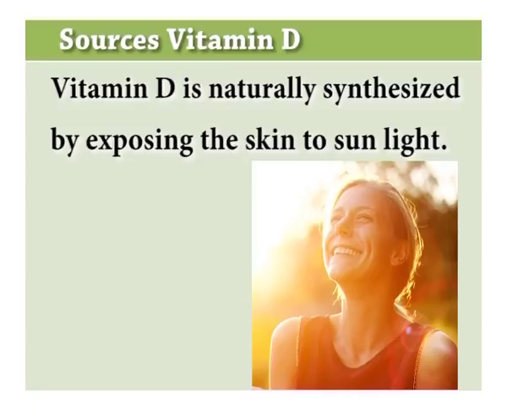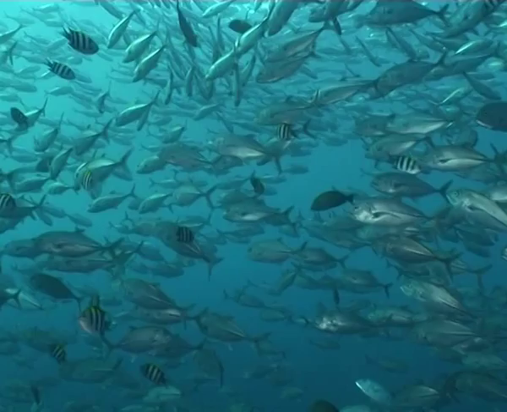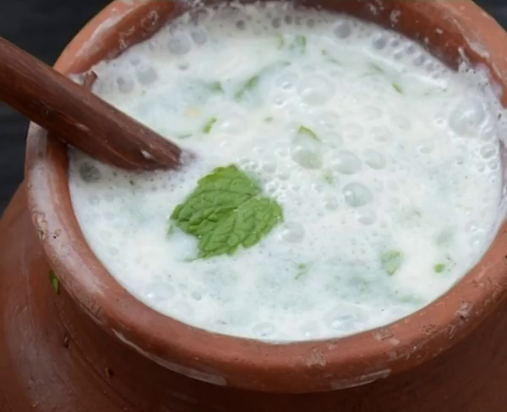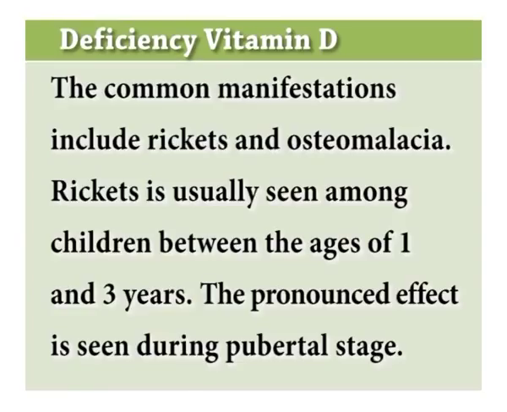So, let's learn about the sources of vitamin D. Vitamin D is naturally synthesized by exposing the skin to sunlight. Most foods have negligible amounts of vitamin D. Marine fishes are good sources. Egg yolk and buttermilk are poor sources. Cod liver oil is one of the richest sources, having the highest concentration of 1 lakh international units per 100 gram of vitamin D.